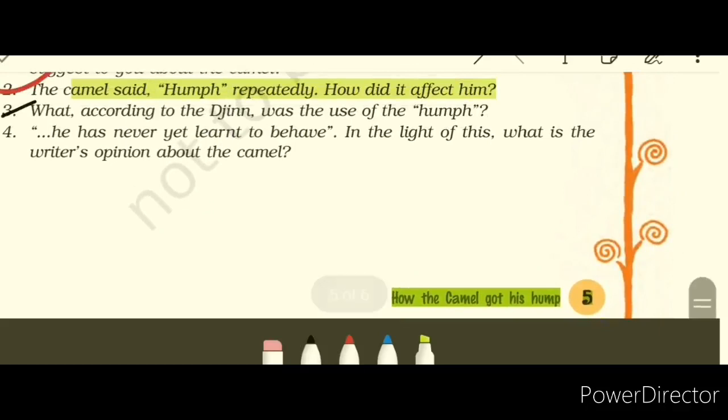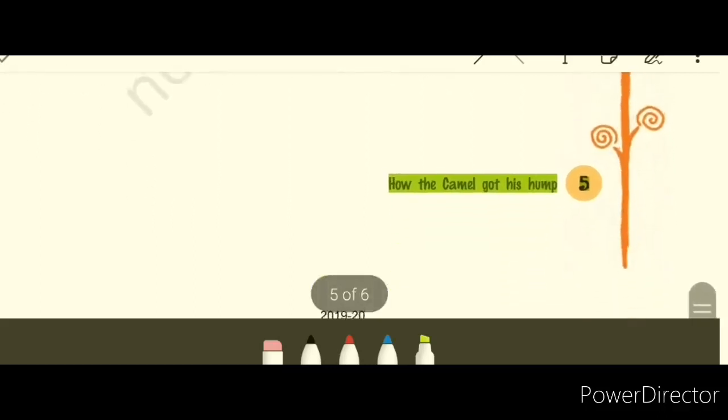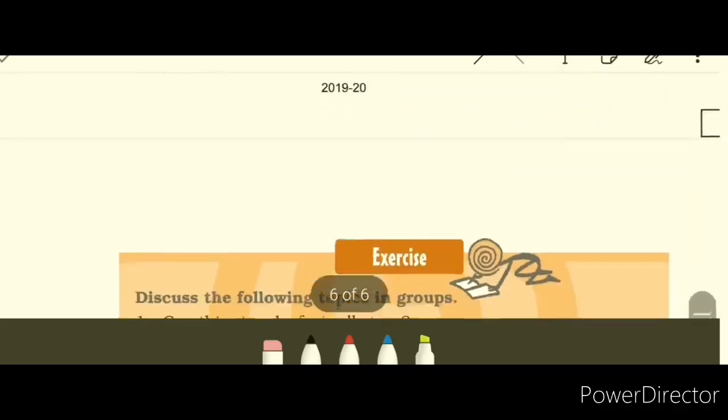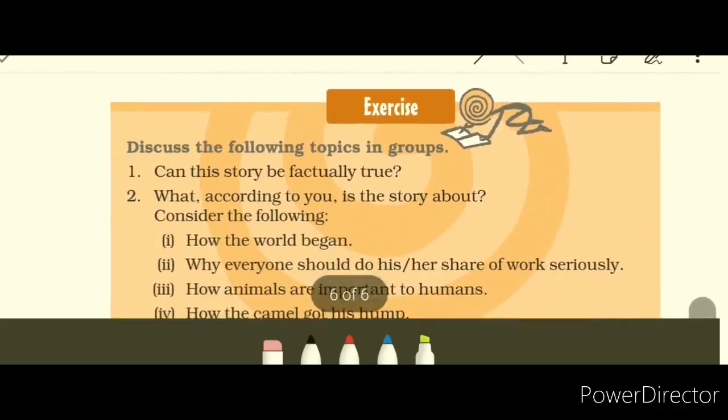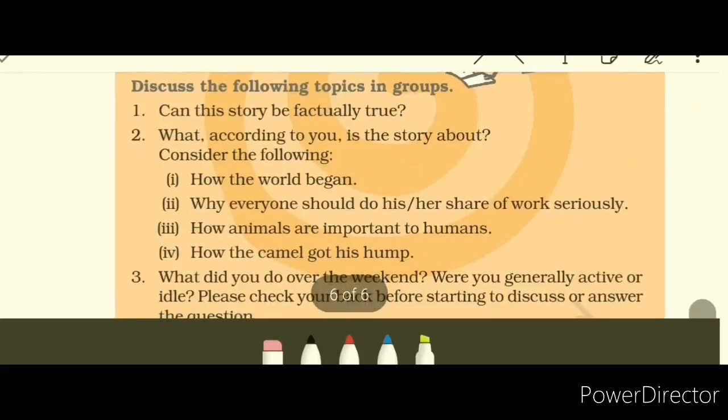There will be more exercise question classes, do not worry about that. He has never yet learned to behave. In the light of this, what is the writer's opinion about the camel? The writer believes that the camel has still been living his life idly. Okay. So now let's take a quick look at the exercise. It says discuss the following topics in group. Can this story be factually true? No, this story cannot be factually true. Just discuss why not, isn't it?